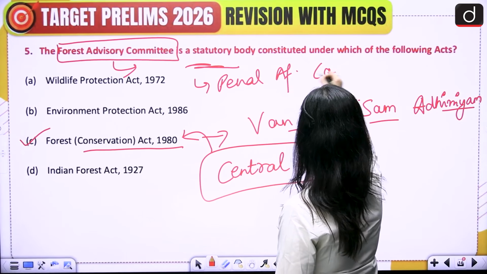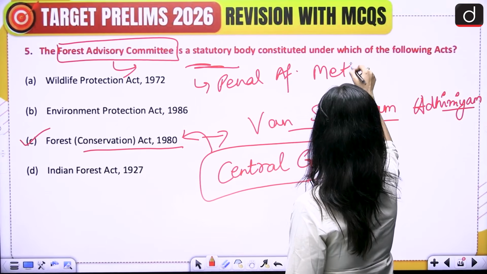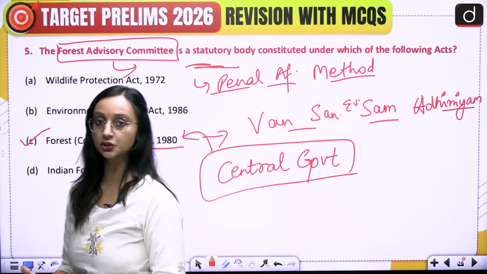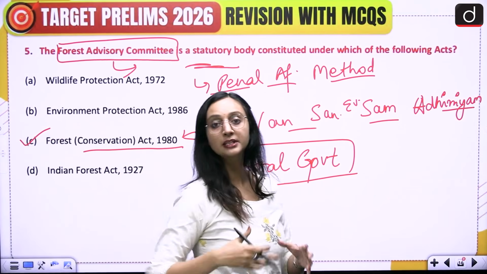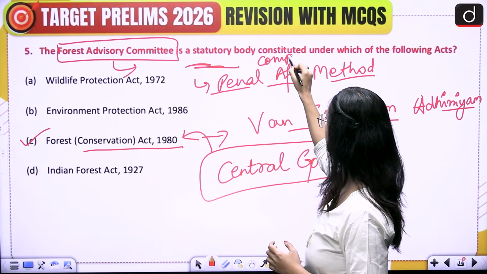Okay, and now this body has also recommended something, that is the penal compensatory afforestation method. So penal afforestation is simply a compensatory afforestation kind of a thing.